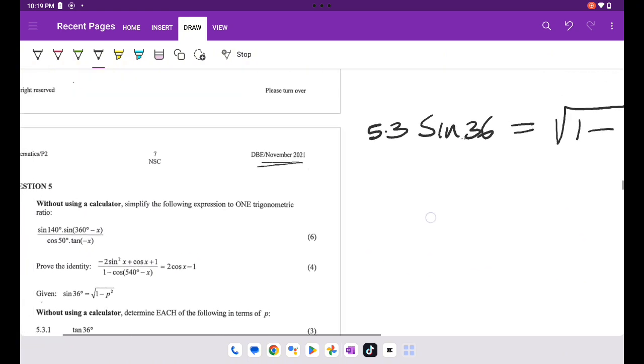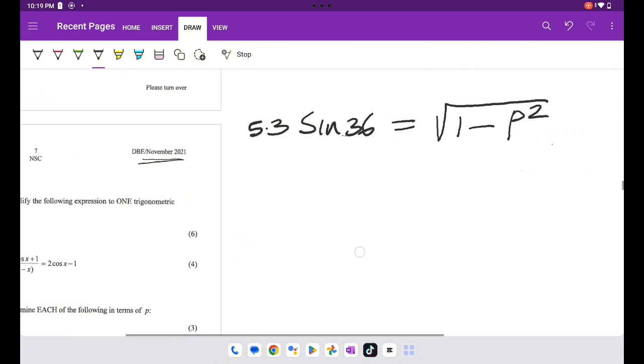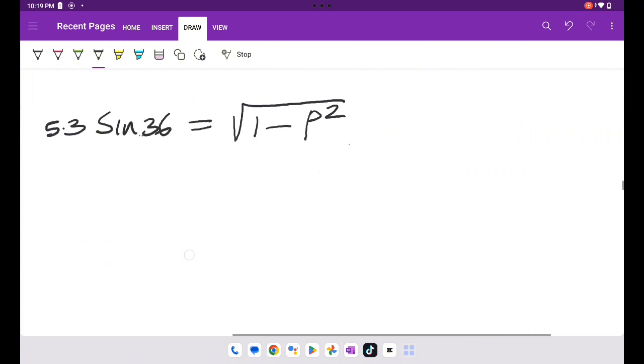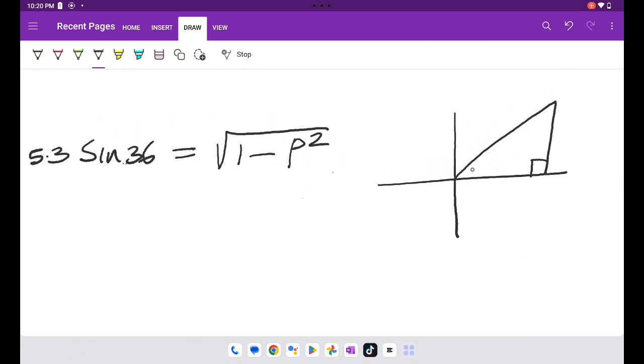5.3. It is given that sine of 36 equals the square root of 1 minus p squared. Normally we have to draw a triangle on a Cartesian plane in the first quadrant, and now we have our 36 here as an angle. Because the sum of angles in a triangle is 180, we can even have this as 54.